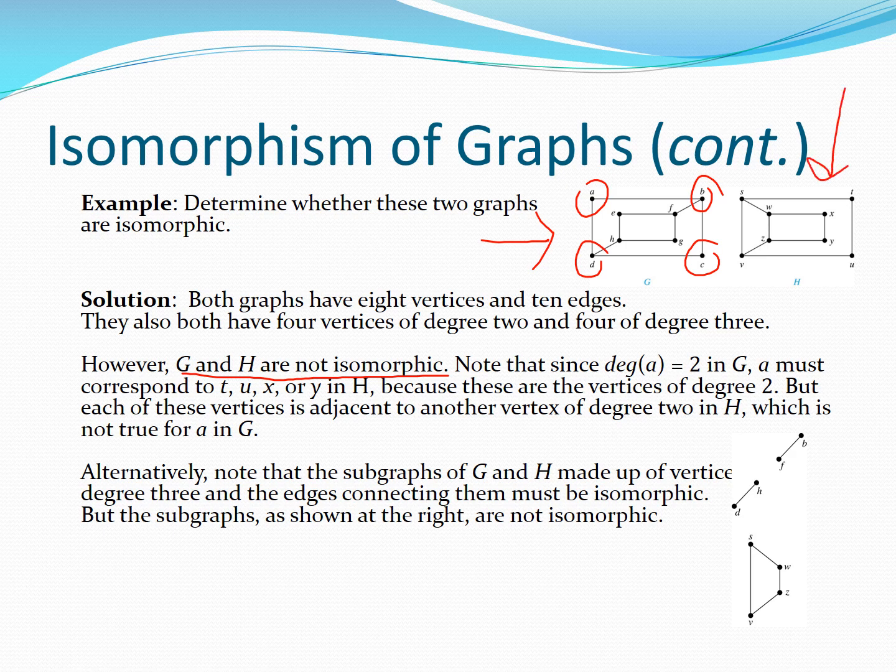However, in your graph H, once again there are two vertices with degree 3, and two vertices with degree 2. However, the two vertices with degree 2 are connected together, and the two vertices with degree 3 are also connected together. So you can easily tell that you cannot find a correspondence of vertices between the two graphs G and H, and therefore they are not isomorphic to one another.